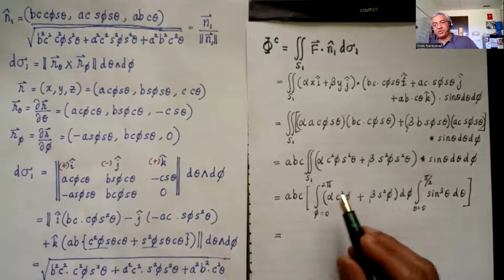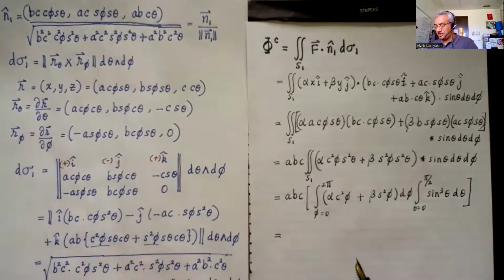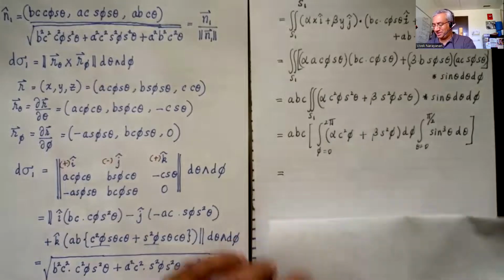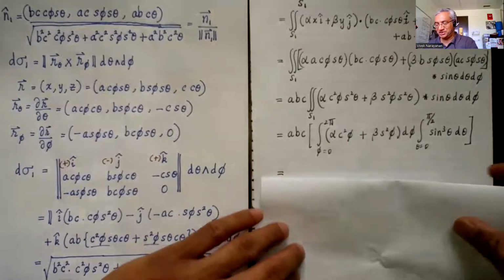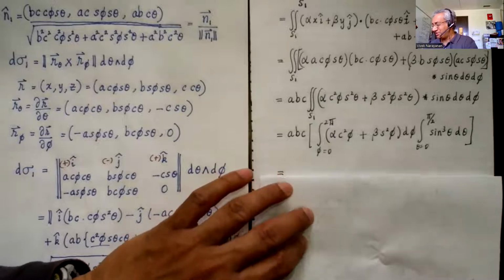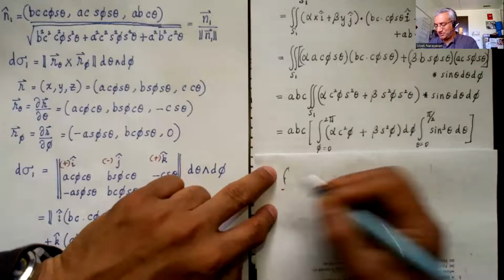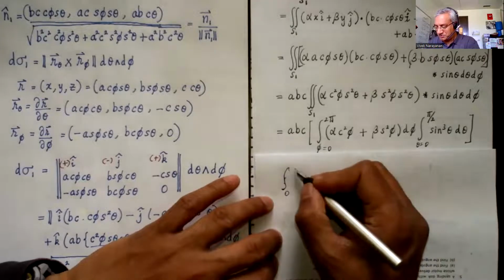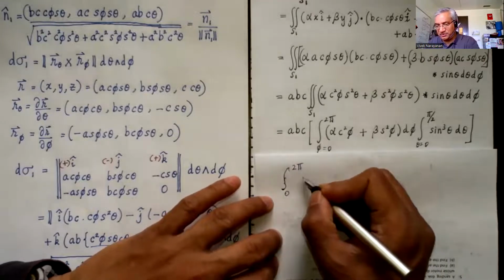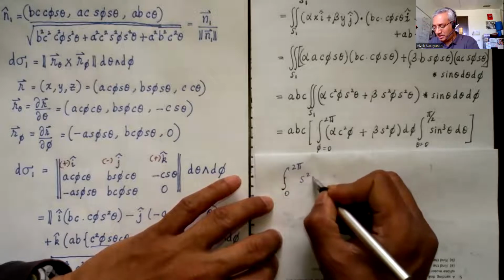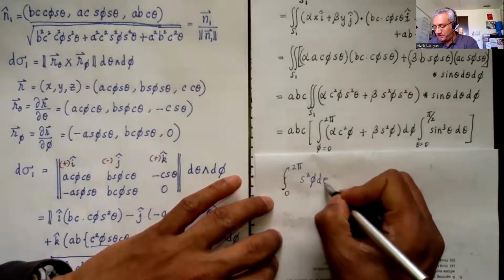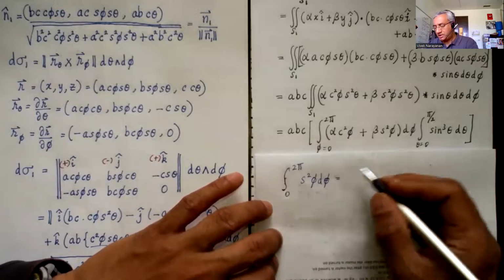It's rather easy to do this. The integral from 0 to 2 pi of cosine squared phi is just pi. If you don't believe me, I'll quickly calculate it for you on a rough sheet. That's my rough sheet here. Integral 0 to 2 pi of sine squared or cosine squared, really, it's the same thing, d phi.